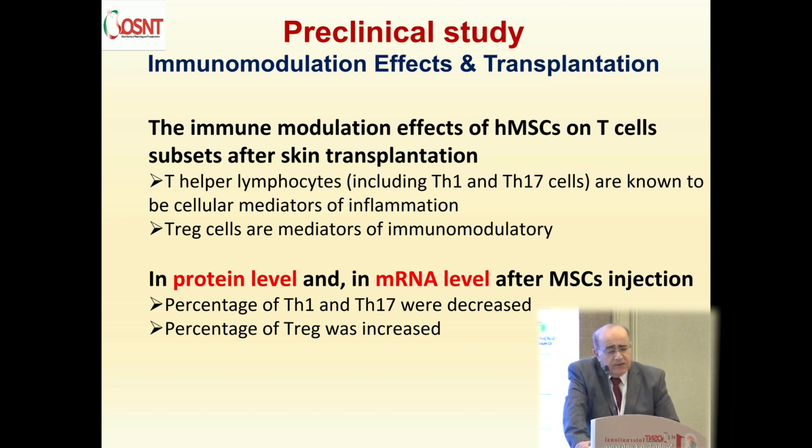We noticed, very interestingly, that the percentage of Th1 and Th17 were decreased, and this is very good, after bone marrow-derived stem cell transplantation. And the percentage of Treg was increased, and this is also good. This is what we want exactly.